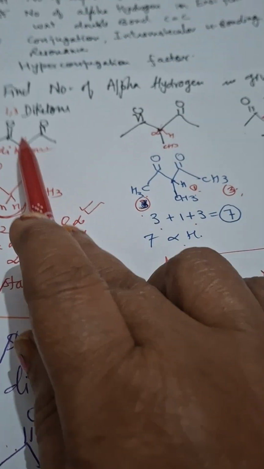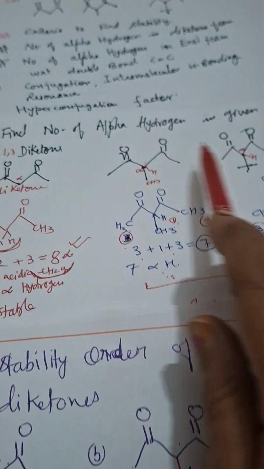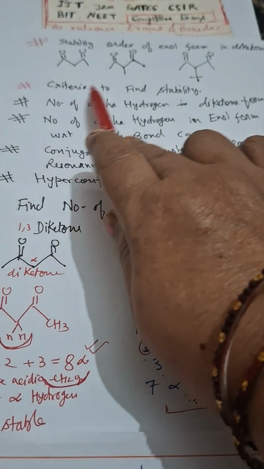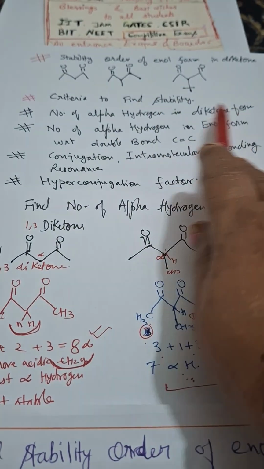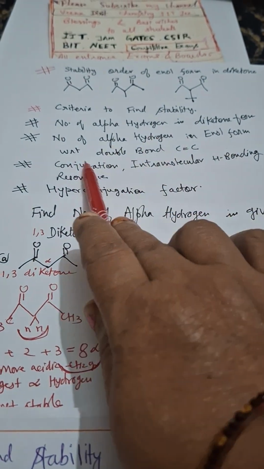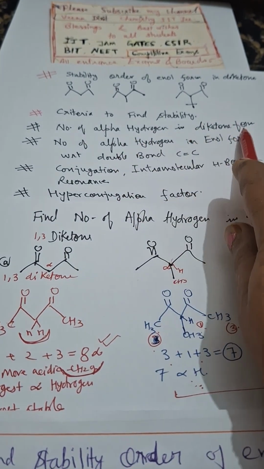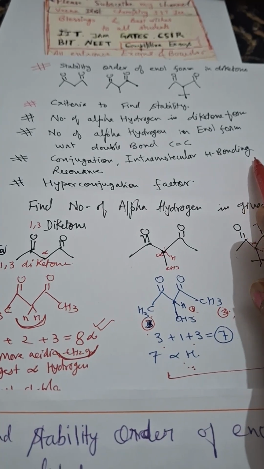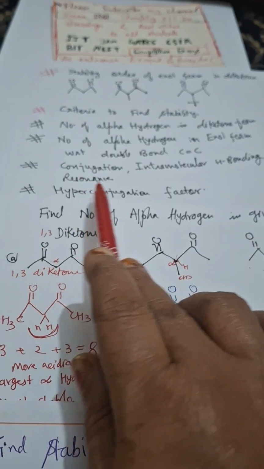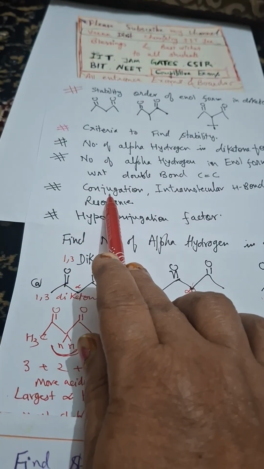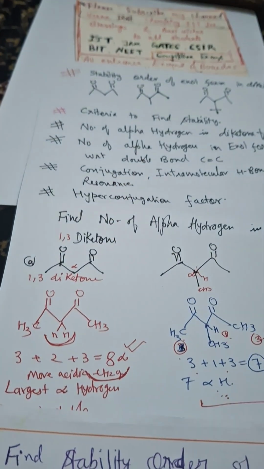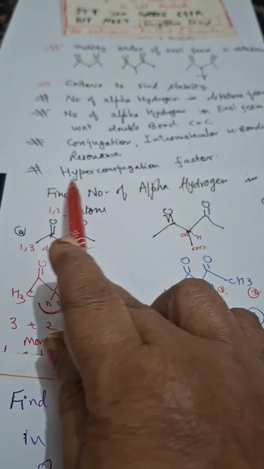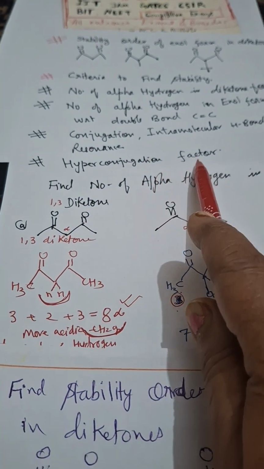Two alpha hydrogens here, one alpha hydrogen here, one alpha hydrogen here. So the criteria to find the stability is the number of alpha hydrogens in the enol form. Due to the diketone, in the enolic form there is conjugation, intramolecular hydrogen bonding as well as resonance. Extended conjugation gives more stability. And lastly, when the number of alpha hydrogens is equal, the hyperconjugation factor works.